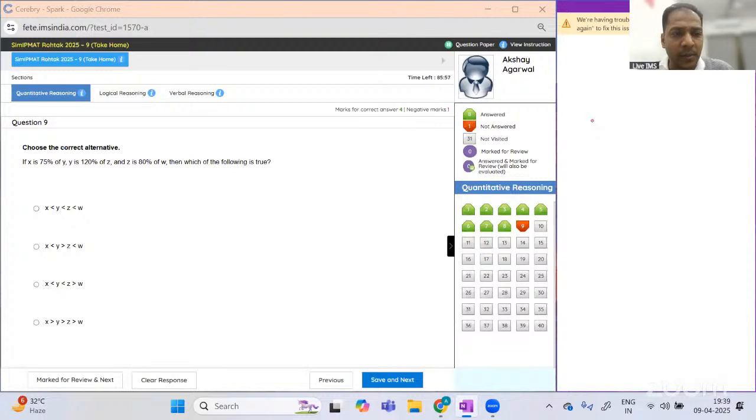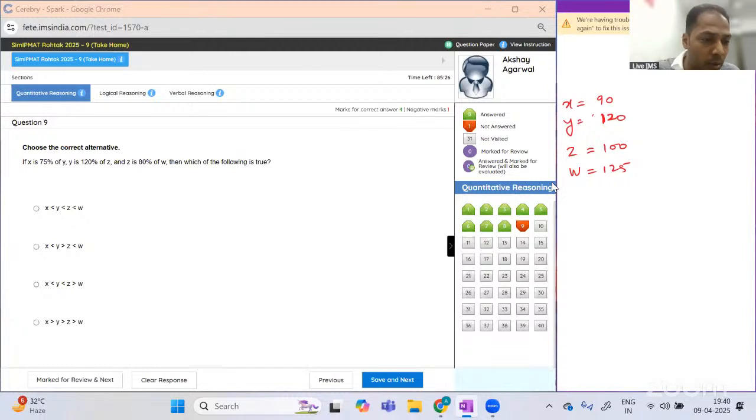All right, X is 75% of Y. Let me take Y to be 120. If Y is 120, X is 75% of that, so X is 90. Y is 120% of Z, so Z would turn out to be 100. And Z is 80% of W. 100 is 80% of 125, which is 20% less. Then I know the order: X is the smallest, then Z, then Y, then W.